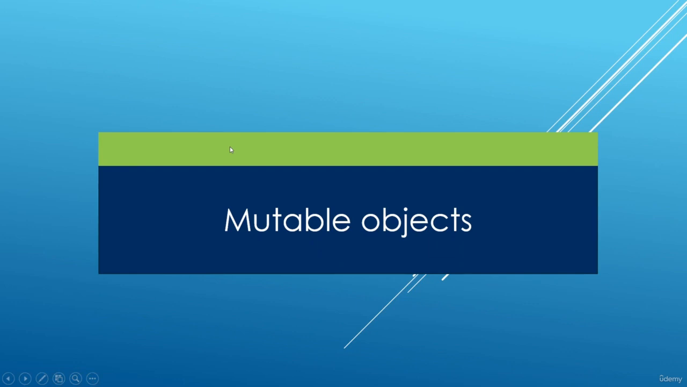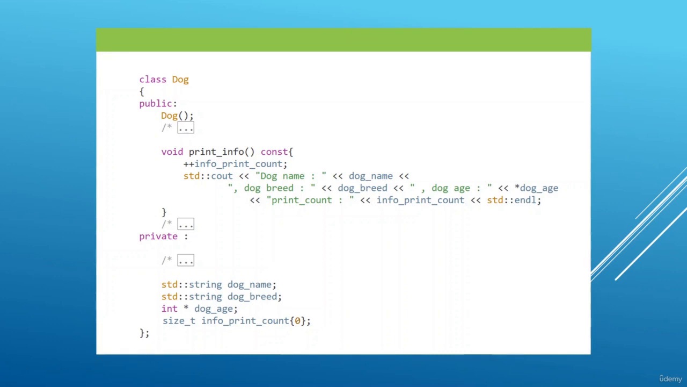In this lecture, we're going to learn about mutable objects. This is a mechanism we have in C++ to violate const correctness. If you look at our class here, we have the good old Dog class we have been using all along. Inside we have a function, printFull, which is a const member function, so we can't really modify the member variables of our object in any way.